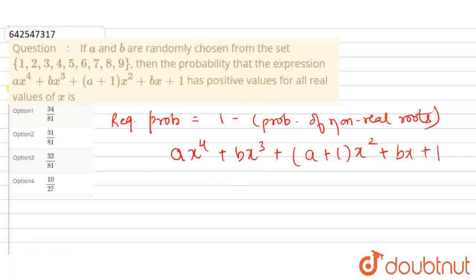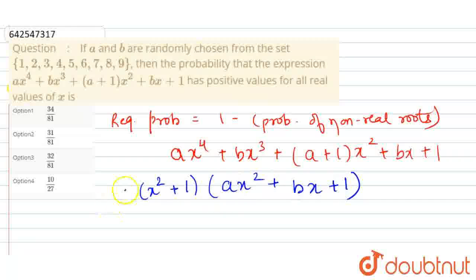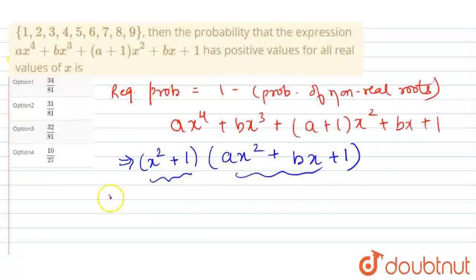So let us write the quadratic form of this equation first. So we will get (x^2 + 1)(ax^2 + bx + 1). After simplifying them, we will get this equation. These both equations are the same, right? Now we have to find the real values of x. So in this relation, we can see that x^2 + 1 will always have real values, so we have to check for the other factor.